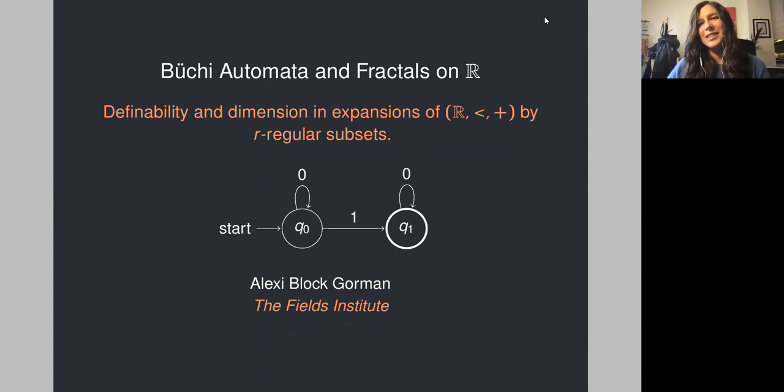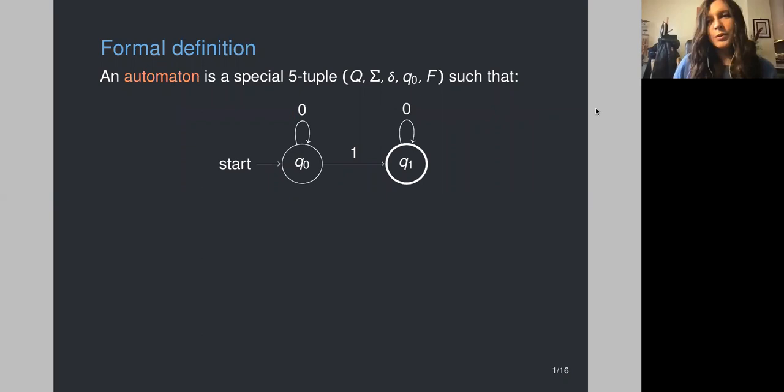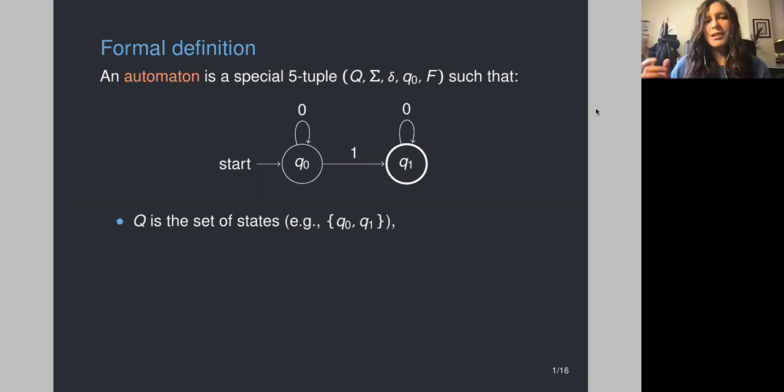Okay. So I first wanted to make sure, even if hopefully many of you have seen the automaton construction at some point, I wanted to give the formal definition so that we're all on the same page. An automaton is a special five tuple, which we write as Q, sigma, delta, Q0, and F, such that Q is the set of states. I have this automaton diagram that I'm hoping will guide your intuition about what an automaton is. Throughout the talk, I'll cavalierly identify automata with the automaton diagram, but hopefully in this definition, it'll become clear how to decipher the automaton from the diagram and vice versa.